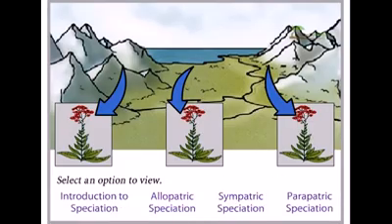New species evolve by a number of mechanisms, which are generally categorized as either allopatric, sympatric, or parapatric speciation mechanisms. Select an option to view.